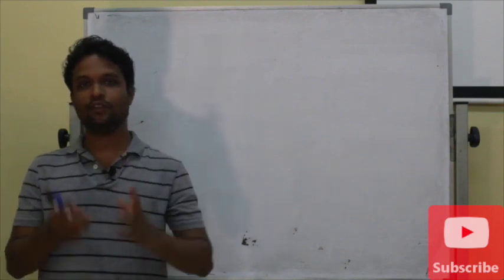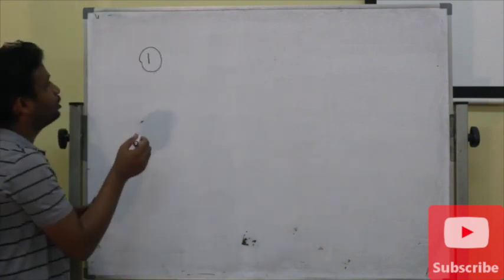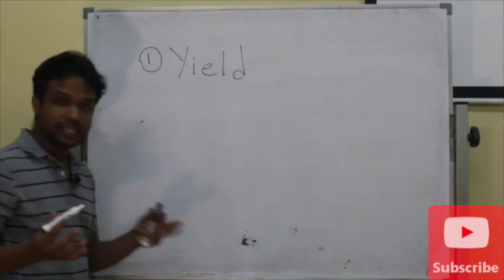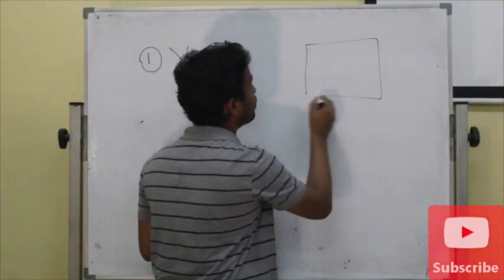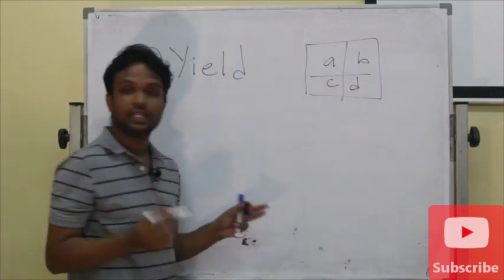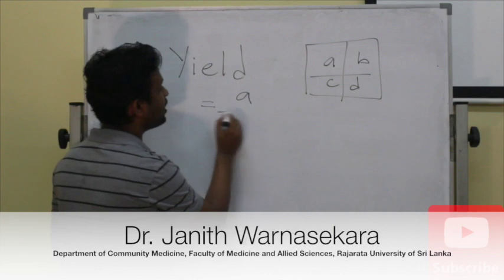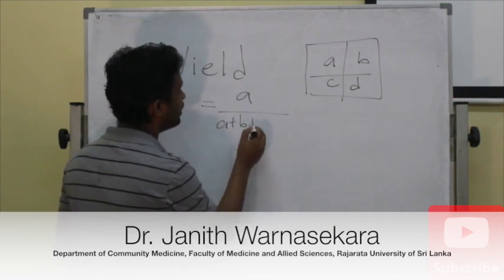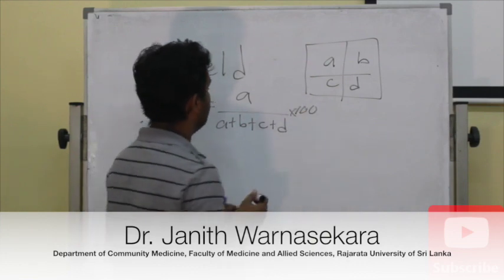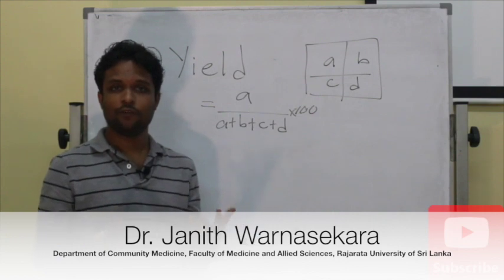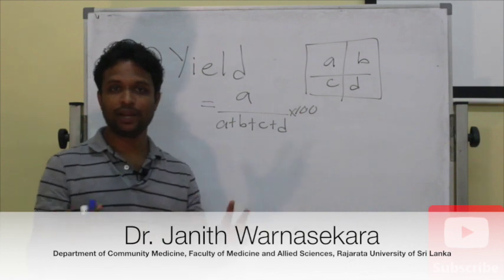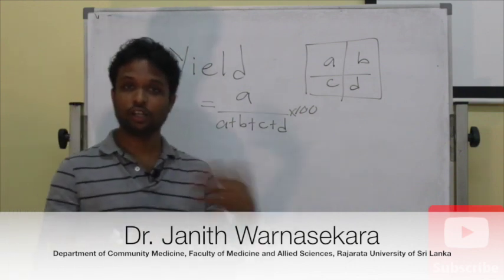One of the major methods that we can use is to calculate the yield. If you have a 2 by 2 table, yield is A divided by A plus B plus C plus D, times 100. If the yield is high, we can think that the screening program is effective, because after applying the screening test, we could capture a lot of patients.